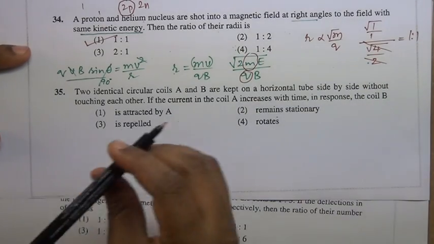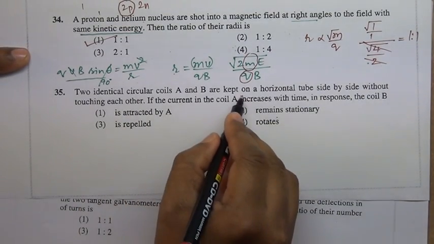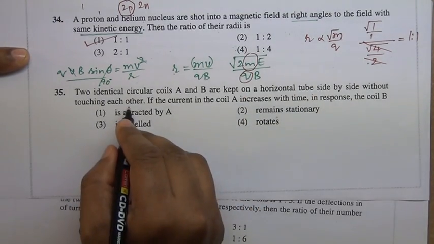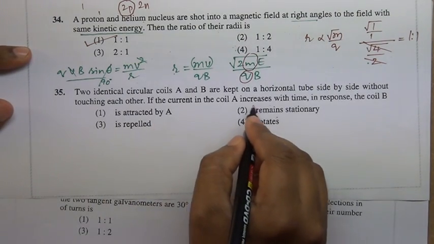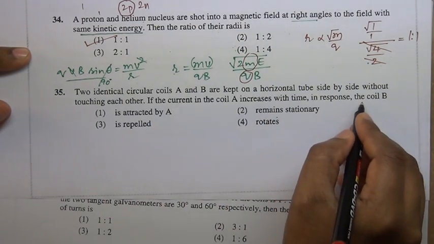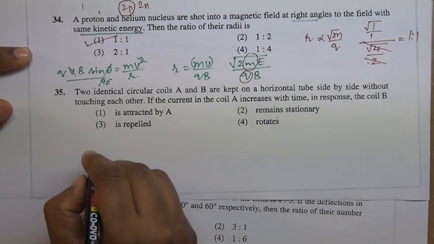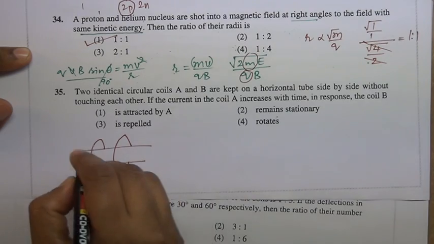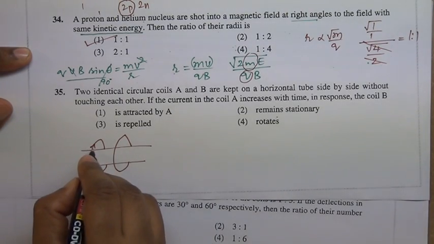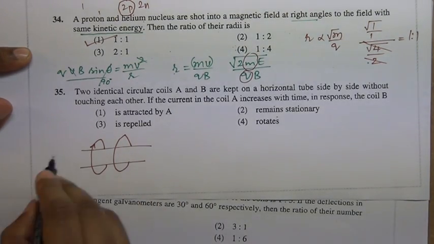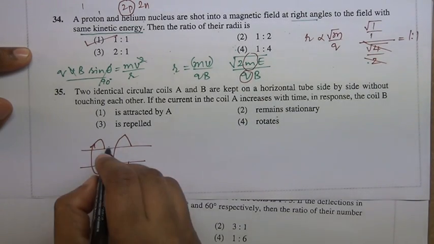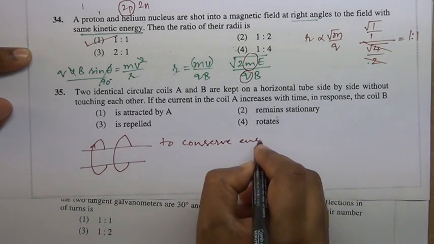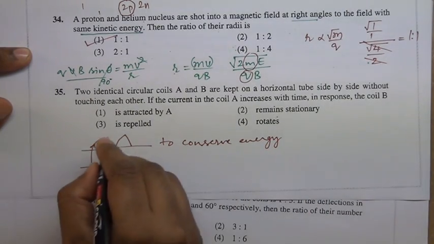35th. Two identical circular coils A and B are kept on a horizontal tube side by side without touching each other. If current in coil A increases with time, in response coil B, this is a tube, these are two coils kept side by side. If current in the primary increases, then this should repel this. It is to conserve energy. So to conserve energy, it should be repelled.